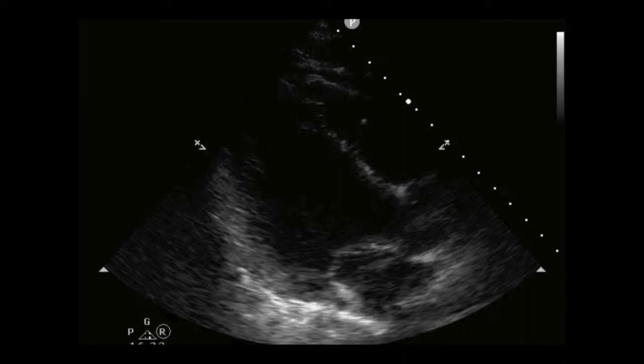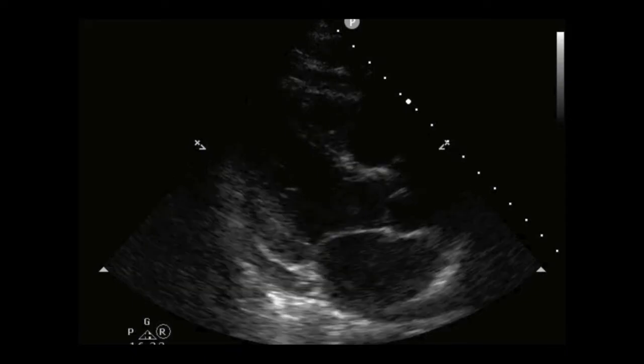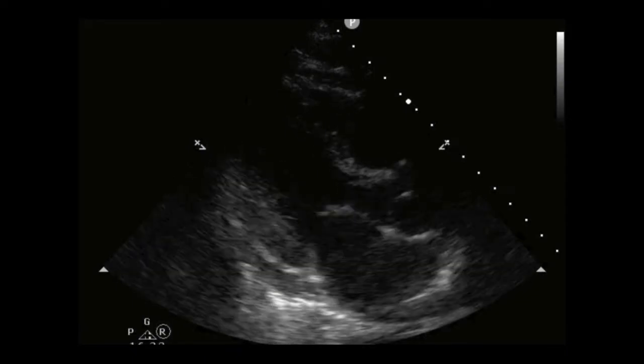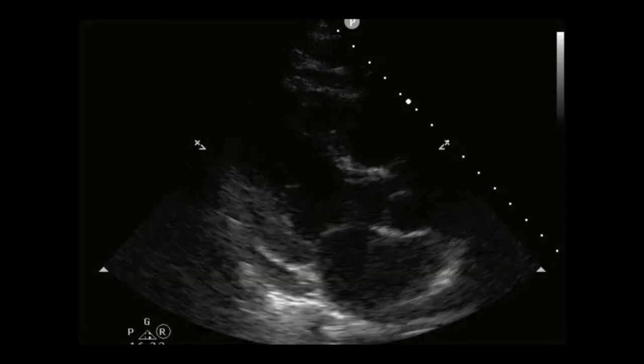Next, measure the LV end-systolic diameter by navigating to the point just after the aortic valve has closed at the end of systole. Measure from the inferior wall to the septum once again, just below the mitral valve leaflet tips. This is the LV end-systolic diameter.